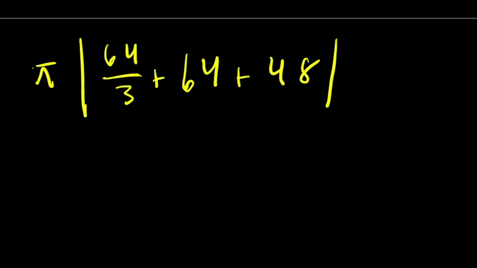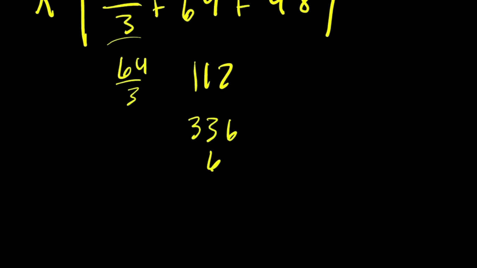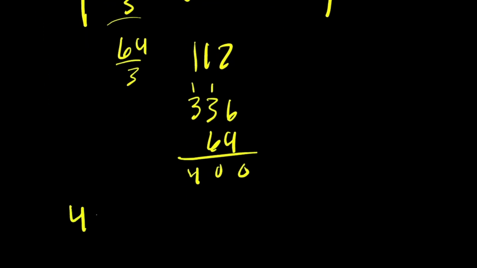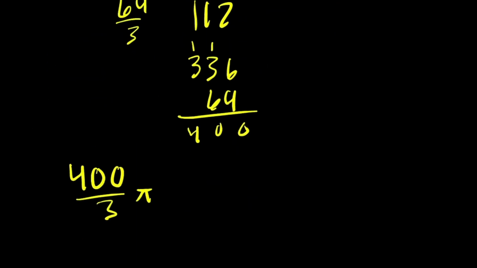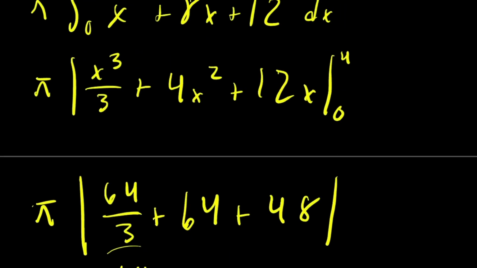All right, so add these together. This is kind of annoying with the thirds. Let's see, we get 112, 64 thirds. What is that? 336 plus 64. Straight up 400 thirds, I think, if I did my math right. If not, I'll put on the screen probably that I did the math incorrectly. But I think that is correct, 400 pi thirds.